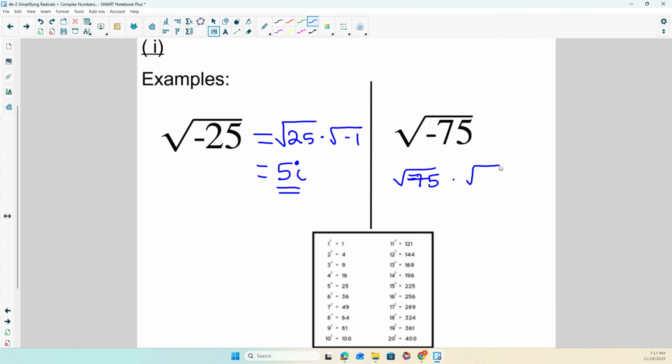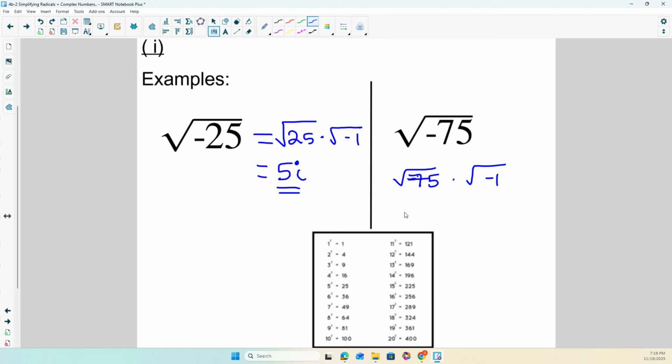So always remember that if you see a negative under the radical, your answer should have the imaginary unit i next to it. Now we're going to think of all the perfect squares that are less than 75. In this case, you start from here. These are all the perfect squares that are less than 75. And the one that can divide evenly into 75 without a remainder is 25.